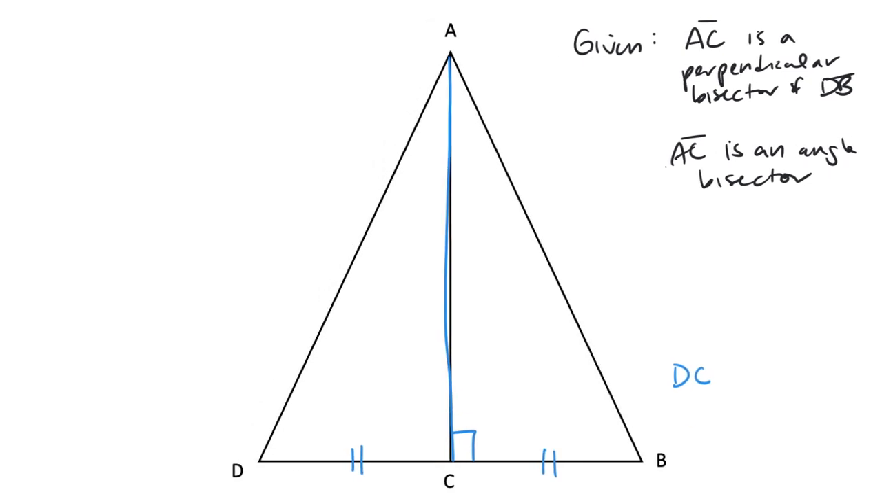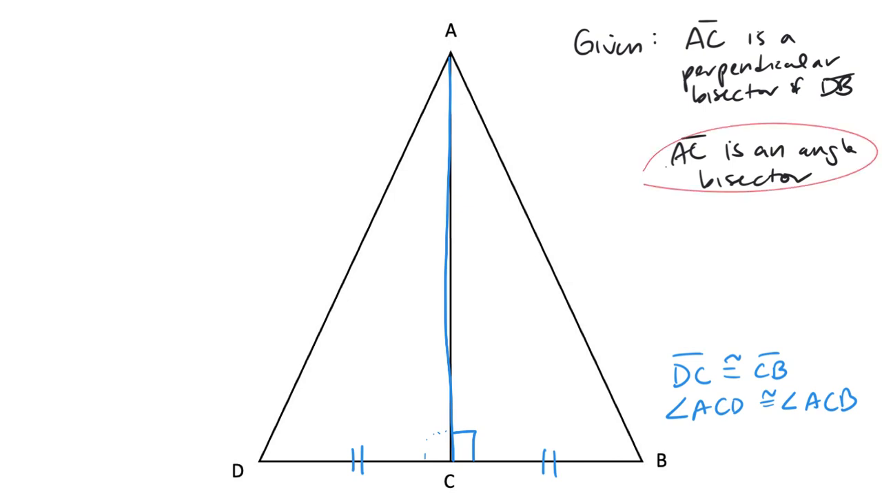That's letting me say that DC is congruent to CB. It's also letting me say that angle ACD is congruent to angle ACB because these are both perpendicular. Lastly, we have this piece that AC is an angle bisector. That means this angle right here is cut in half. And now I can also state that angle DAC is congruent to angle BAC because it's an angle bisector.